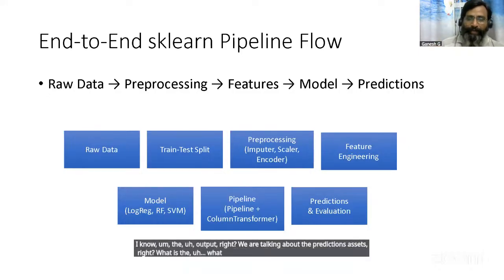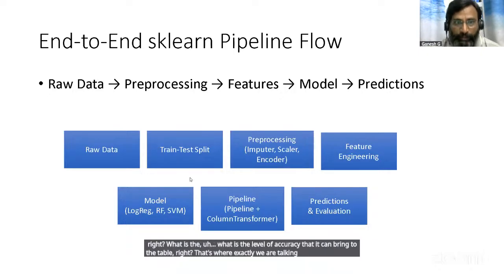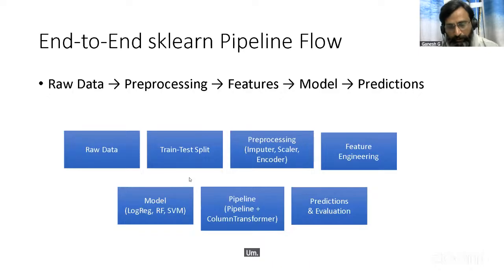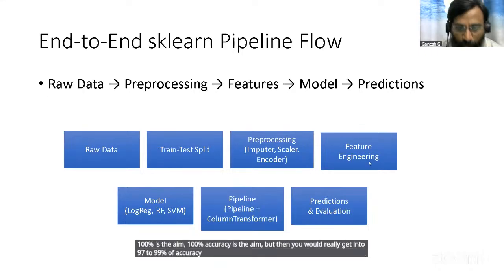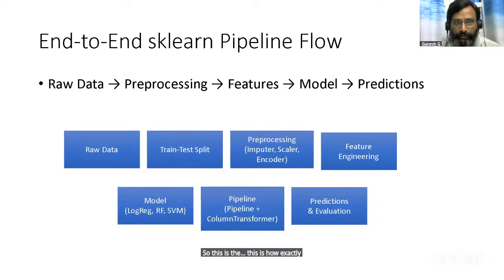What is the level of accuracy that it can bring to the table? That's exactly what we are talking about. 100% accuracy is the aim, but you would really get 97 to 99% accuracy for any model that you are talking about. So this is how the end-to-end sklearn pipeline flow would be utilized.